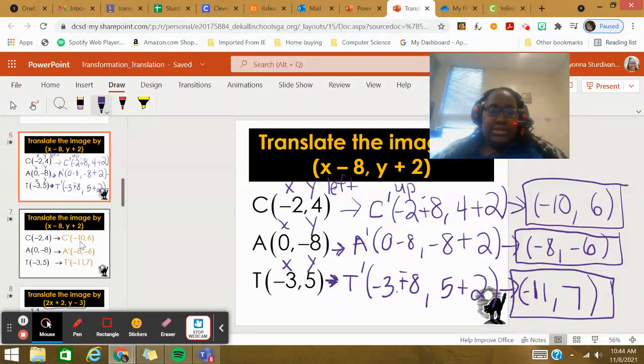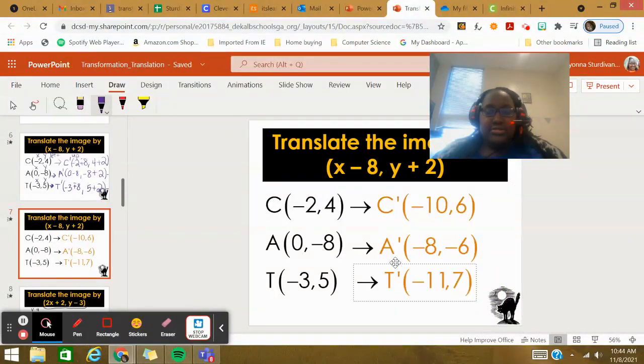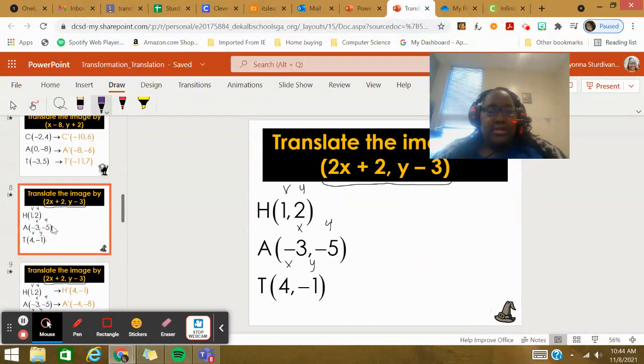So again, on the next slide, I will pause the video at this time to go ahead and copy this down. But on the next slide, it actually shows you the solutions, which is what we got. So C prime was -10 and 6. A prime was -8 and -6. T prime was -11 and 7. All right, so here's another set.